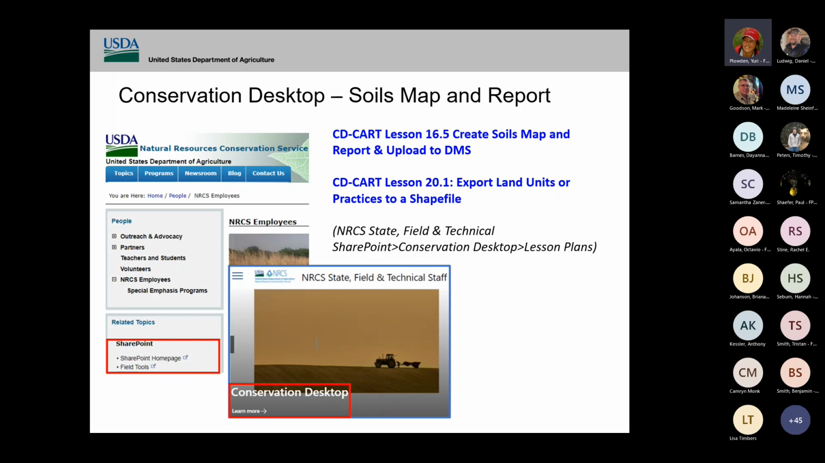And lesson 20.1 shows you how to export land use units or practices to a shapefile. Then you can take that shapefile that you make in CART and import it into Web Soil Survey and get a whole lot more reports. That is the subject of, I think, the next Lunch and Learn, two weeks from now.